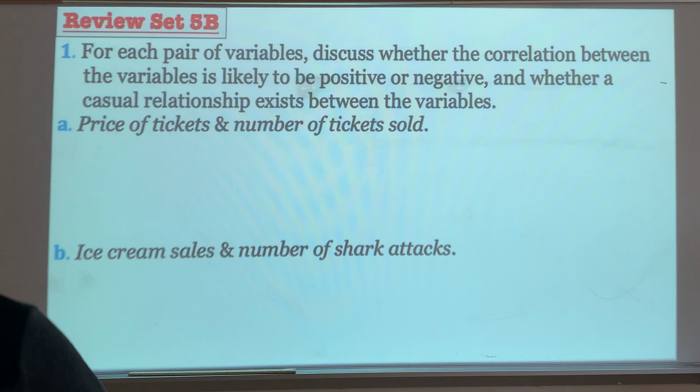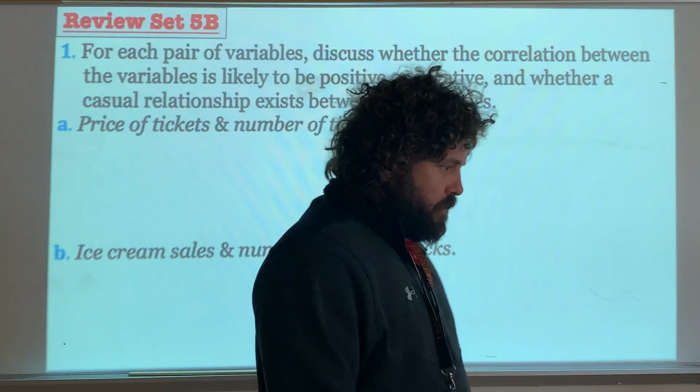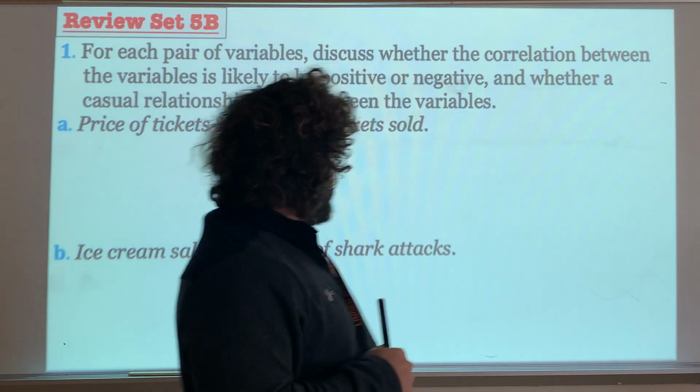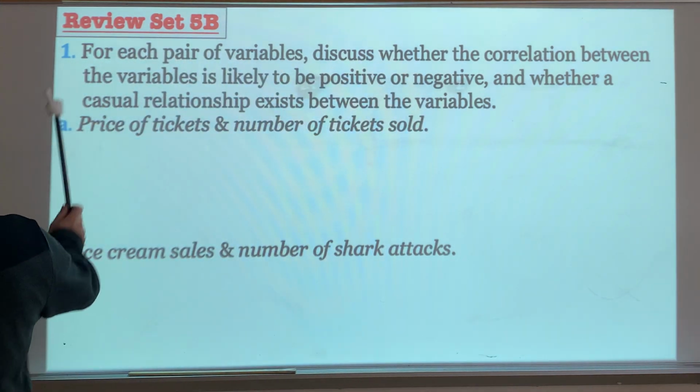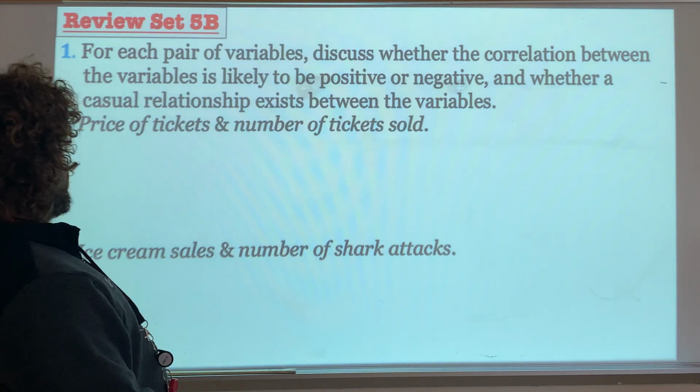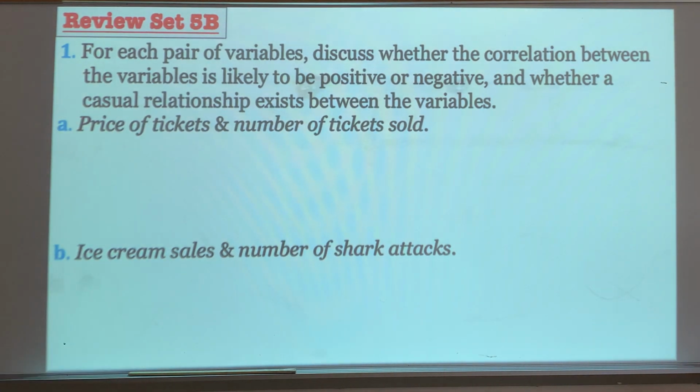All right, that concludes review set A. Breather. Here we go with review set B. 8 problems. For each pair of variables, discuss whether the correlation between the variables is likely to be positive or negative, and whether a causal relationship exists between the variables. So the first couple are easy questions. You should get these no problem.